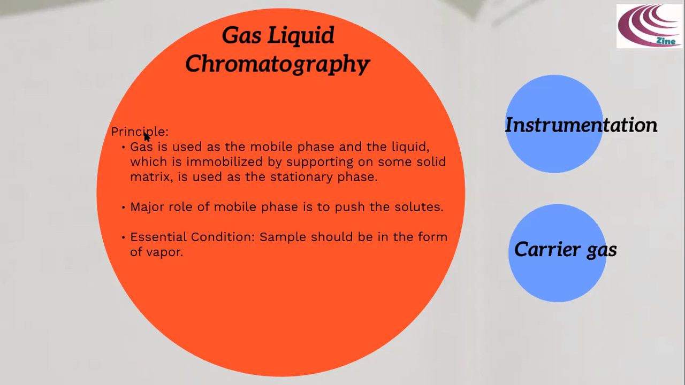In principle, gas which is used as a mobile phase doesn't interact much with the solutes to be separated. The major role of mobile phase is to push the solutes which are dissolved from the stationary phase out of the column. Hence, the mobile phase is usually referred to as a carrier gas.